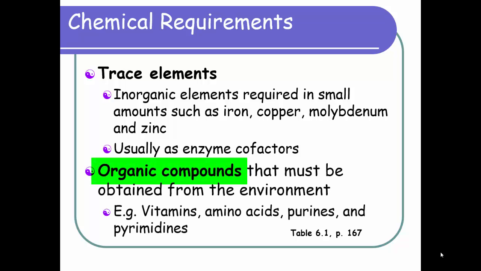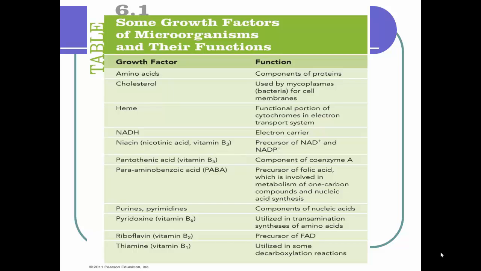Organic compounds that must be obtained from the environment would include certain vitamins, especially the B vitamins, certain amino acids, purines, and pyrimidines to make up DNA and RNA. This table lists some of the growth factors of microorganisms, such as amino acids, components of proteins, cholesterol used by mycoplasma bacteria for cell membranes because they need more cholesterol in the phospholipid membrane because they do not have a cell wall. NADH is the electron carrier. Niacin, pantothenic acid, para-aminobenzoic acid, riboflavin, and thiamine. You'll notice that B vitamins play a major role here.